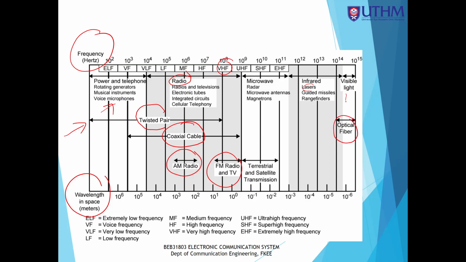For example, visible light is the wave that you can see with your eyes. So that is under the category of visible light. For this subject, we normally focus on radio waves. We learn a lot about radio waves.